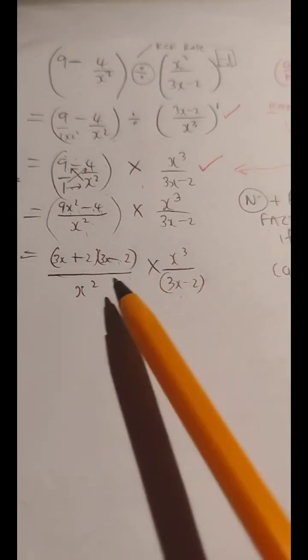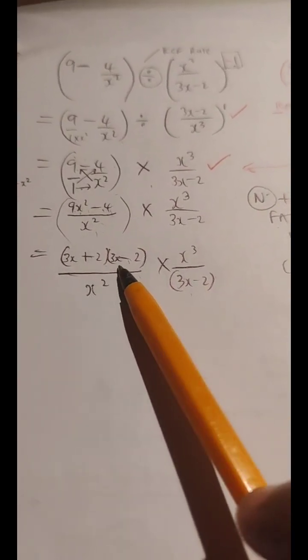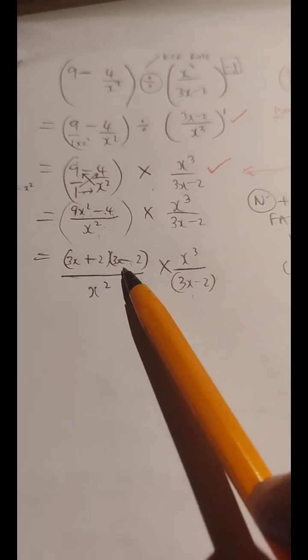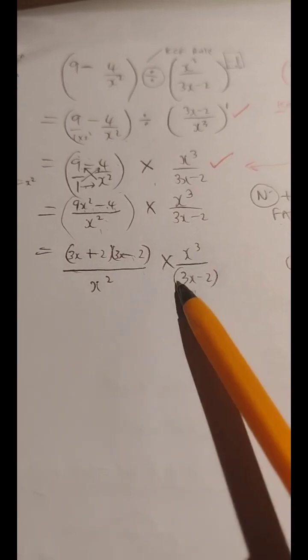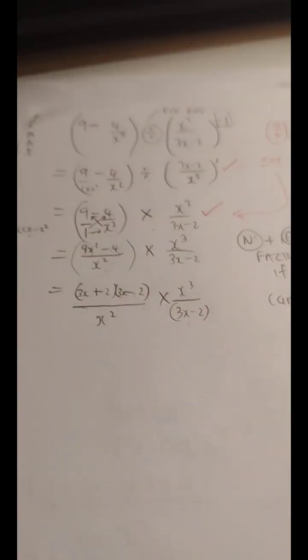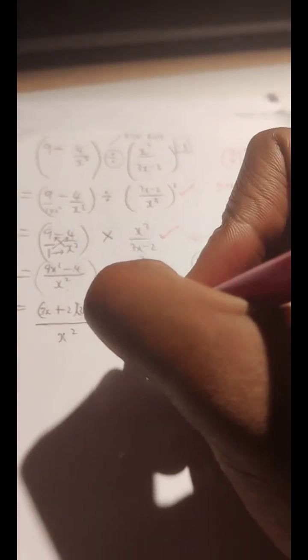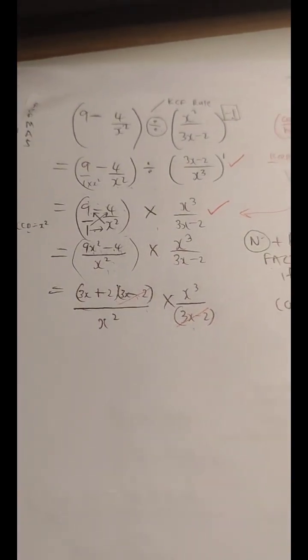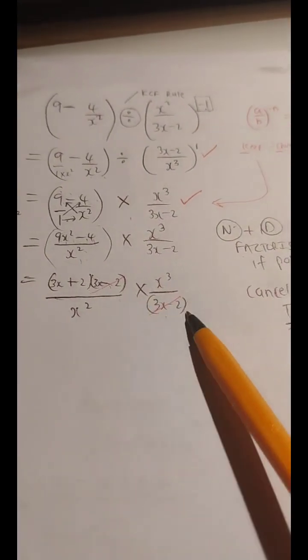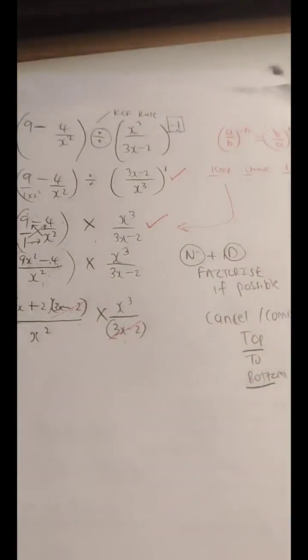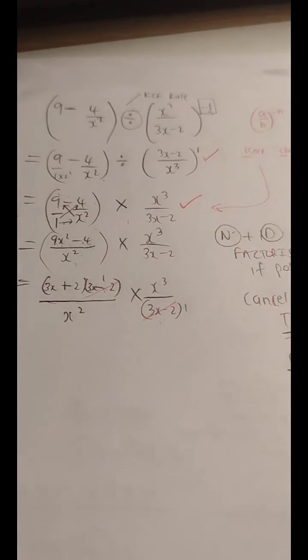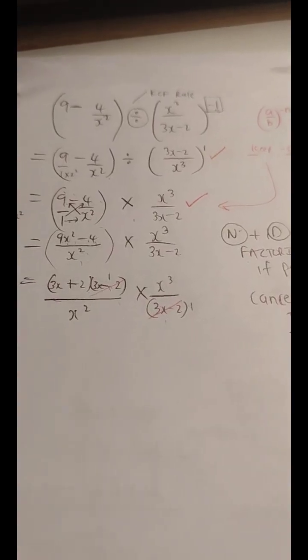Right. So 3x plus 2 into 3x minus 2. You can see multiplication there over x squared times x cubed over 3x minus 2. Guys, 3x minus 2 is common to another 3x minus 2. At the top and at the bottom, 3x minus 2 divided by another 3x minus 2 leaves us with 1. Okay, we are just left with the number 1.